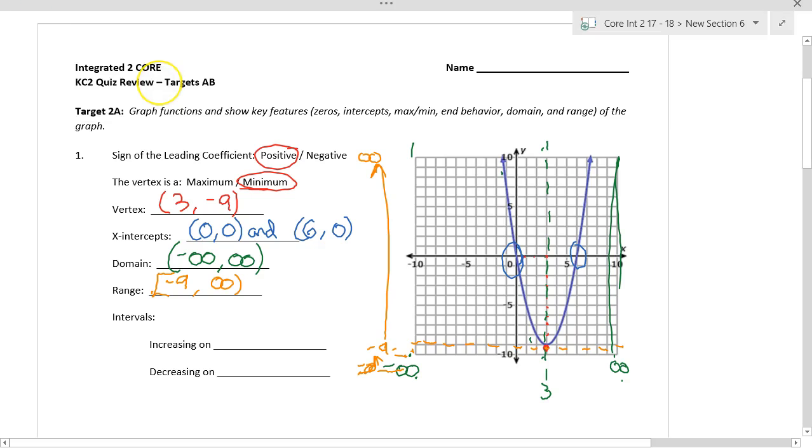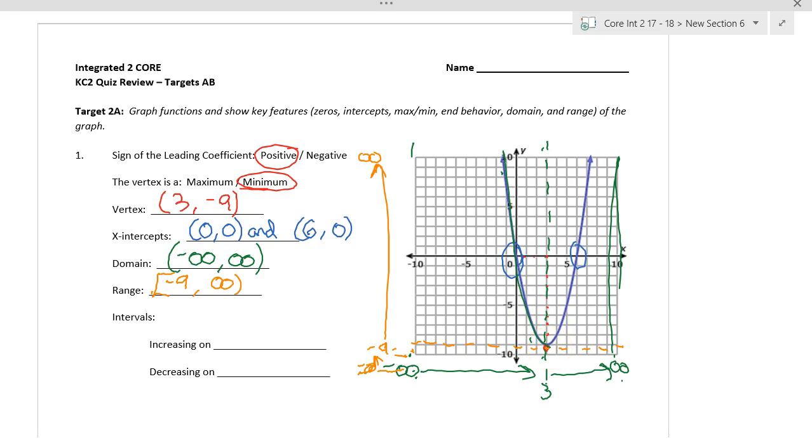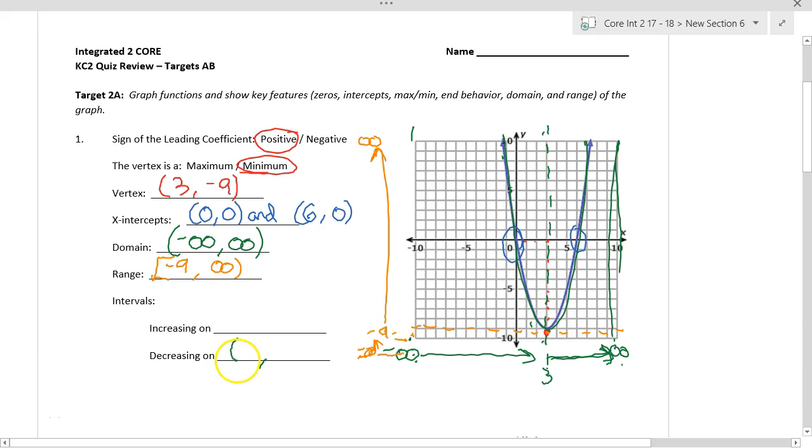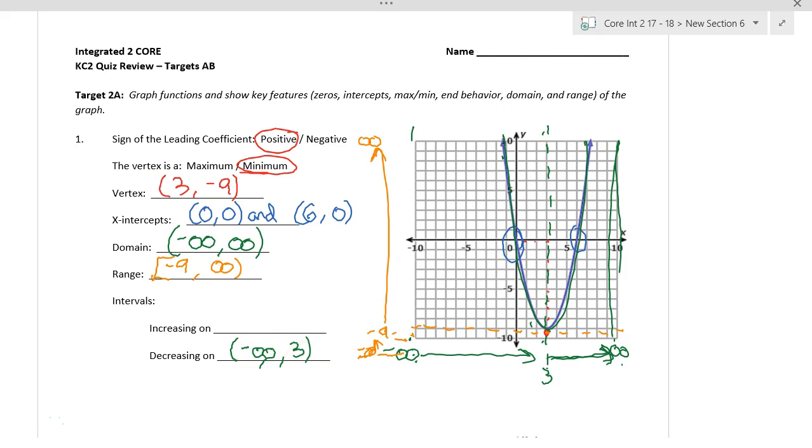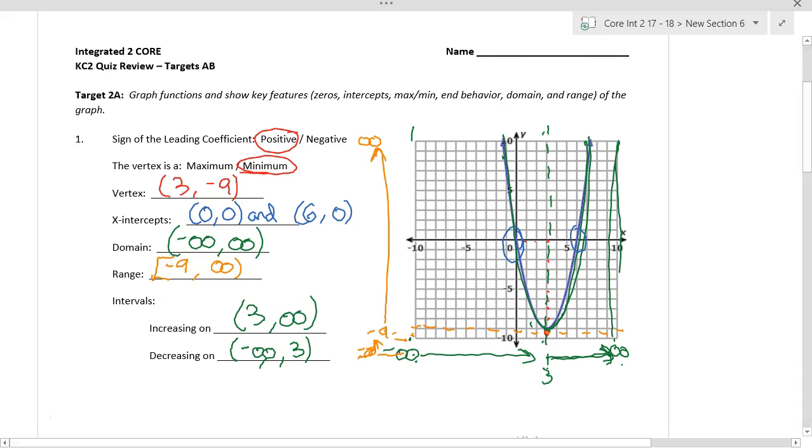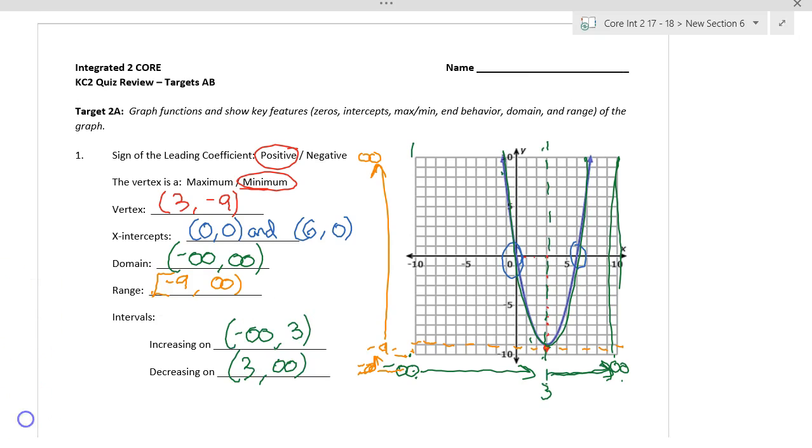Then we have to do increasing and decreasing. Again, increasing and decreasing is between these two things. Negative infinity to 3, if I go from left to right, my graph is going down. So I write that into decreasing. Negative infinity to 3, going down is decreasing. Then 3 to infinity, starting from left to right, my graph is going up. So that's increasing. 3 to infinity. Okay, so be careful with which side is decreasing and which side is increasing. Okay, let's look at our next problem. And that is it. Let's look at example 2.